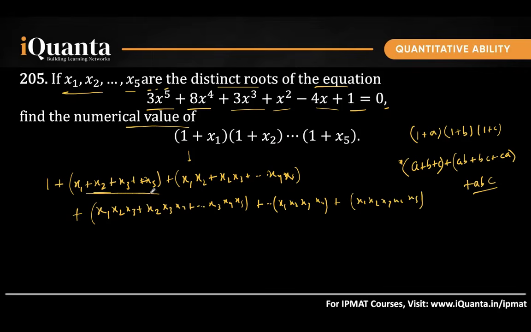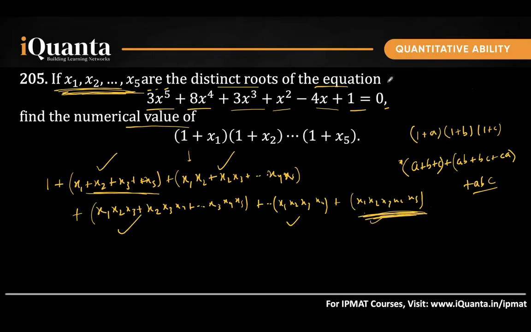So what are these? These are the roots. So this is the sum of roots taken 1 at a time, sum of roots taken 2 at a time, sum of roots taken 3 at a time, sum of roots taken 4 at a time. In fact, the last one is not a sum of roots taken 5 at a time. This is the product of all 5 roots, isn't it?